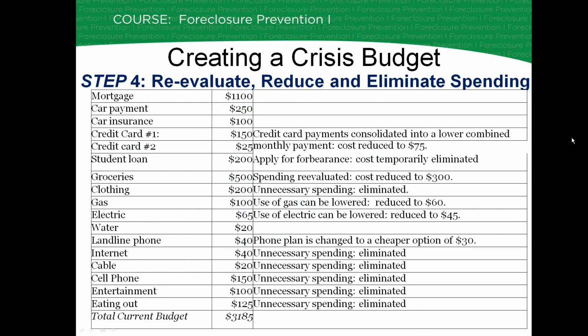Step 4 is we go back to this budget and we see how we can reevaluate, reduce, and eliminate some spending. And some examples are, let's say with the credit cards, you may be able to get them consolidated into a lower monthly payment. Let's say we can reduce them to $75 a month versus the $175 we were doing before. This can be done in a few ways.